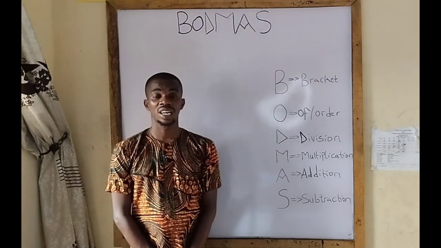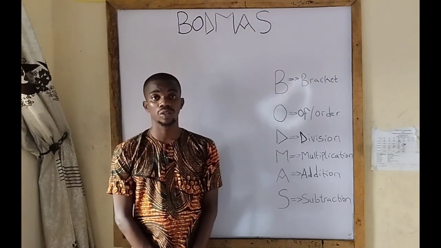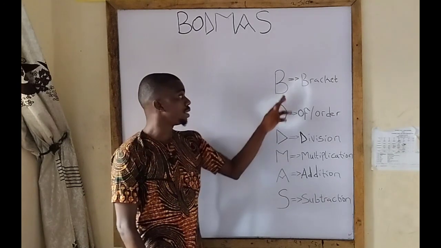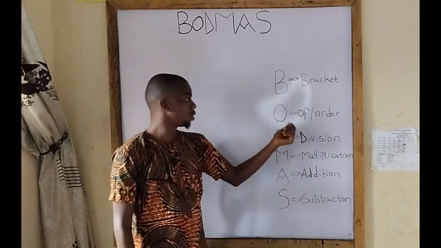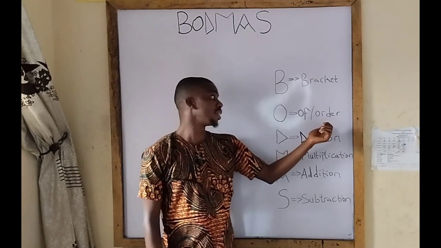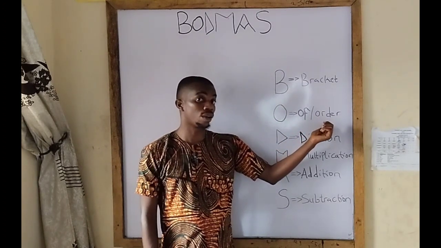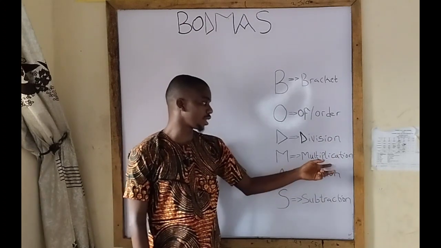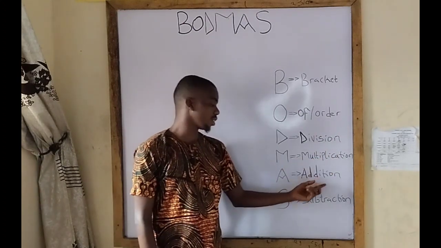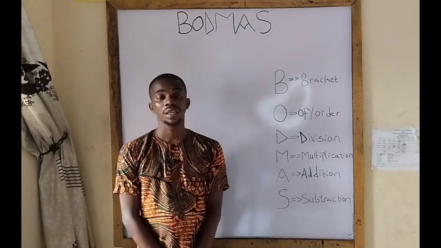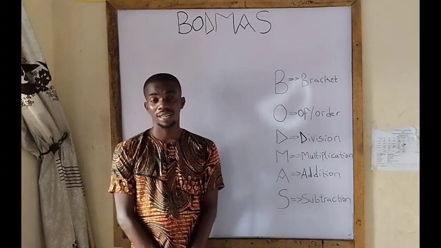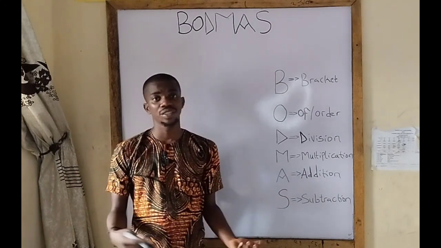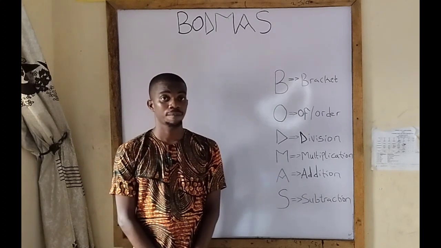BODMAS is the acronym that helps students remember the order of arithmetic operations. The B means bracket, the O stands for order, that is index, exponential or power. The D stands for division, the M stands for multiplication, the A stands for addition, and the S stands for subtraction. Now, why is BODMAS important, or why is it necessary to have the knowledge of BODMAS?